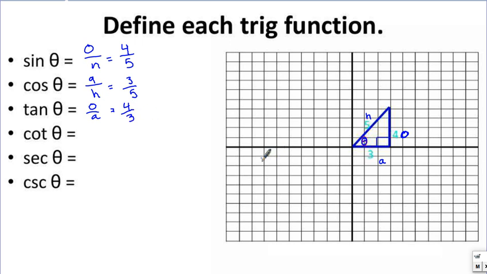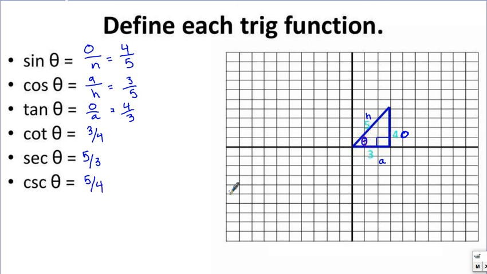Okay, then we have the reciprocal ones. So cotangent, remember, is the reciprocal of tangent. So I'm going to take my 4 over 3 and flip it over. So cotangent is 3 over 4. Secant is the reciprocal of cosine, so instead of 3 over 5, it's going to be 5 over 3. Cosecant is the reciprocal of sine, so instead of 4 over 5, it is 5 over 4.